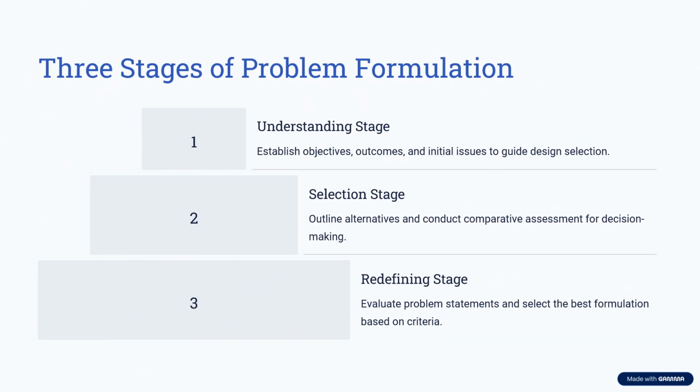There are three stages of problem formulation. The first stage is the understanding stage, to establish objectives, outcomes, and initial issues to guide design selection. The second stage is the selection stage, to outline alternatives and conduct comparative assessment for decision making. The third stage, the redefining stage, is to evaluate problem statements and select the best formulation based on criteria.